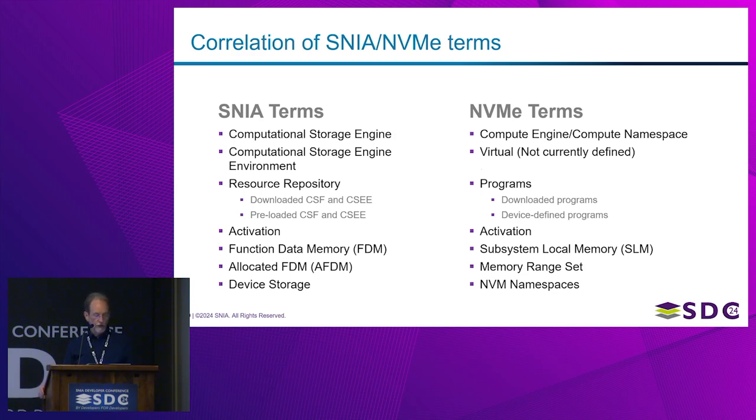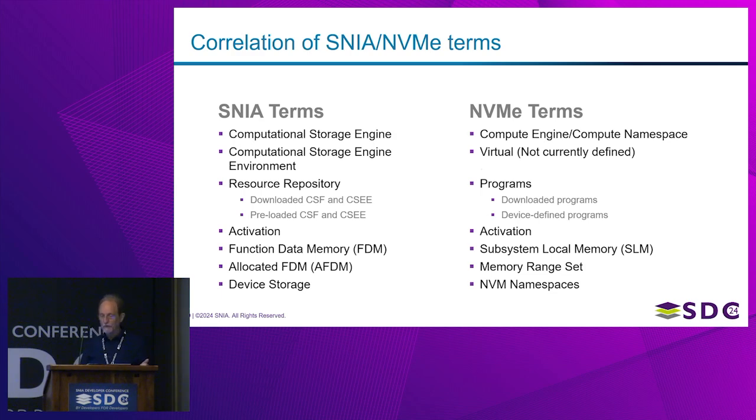In SNIA, we have function data memory. In NVMe, we have subsystem local memory. In SNIA, we have allocated function data memory. In NVMe, we have memory range sets. And finally, we have device storage in SNIA, and those are NVM namespaces in NVMe. So that's kind of a wrap-up of how the two are associated with each other.